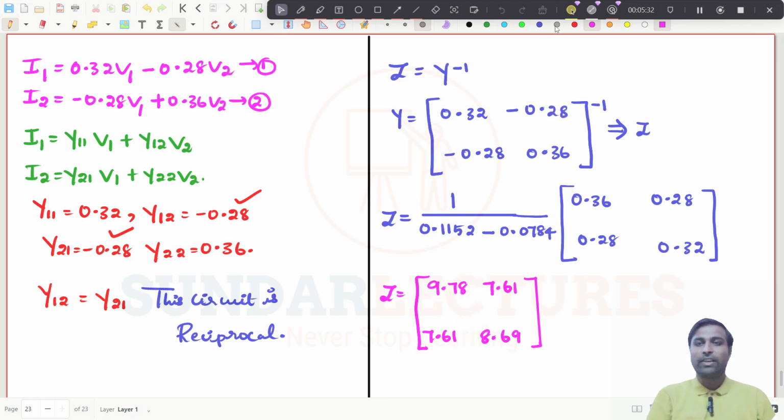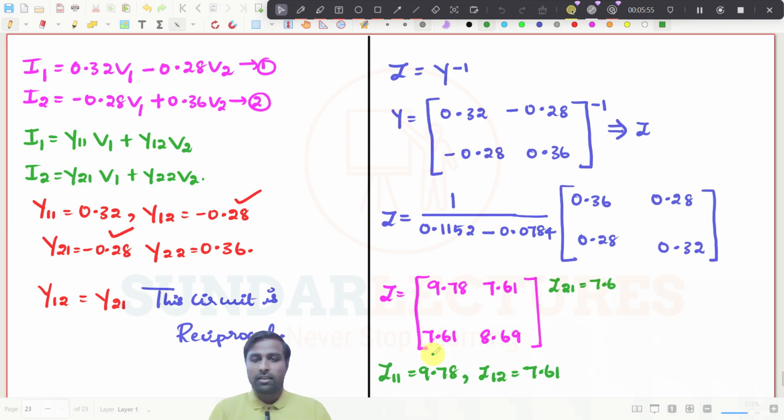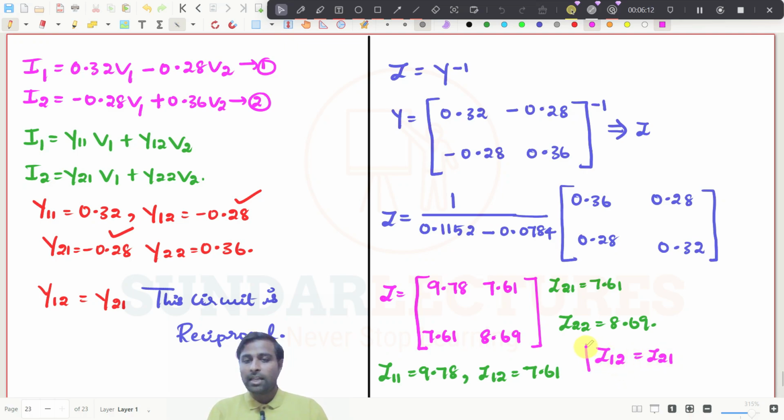Now what is this value? Maybe I will write it down in a different color. So Z11 is equal to 9.78, Z12 is equal to 7.61, and Z21 is also 7.61. Then Z22 will be equal to 8.69. See, again, whether the circuit is reciprocal, yes, it is reciprocal. How is this reciprocal? Because Z12 is equal to Z21, that is the condition, right?